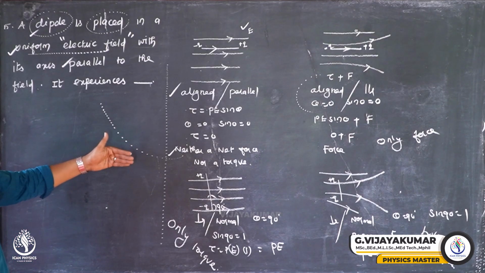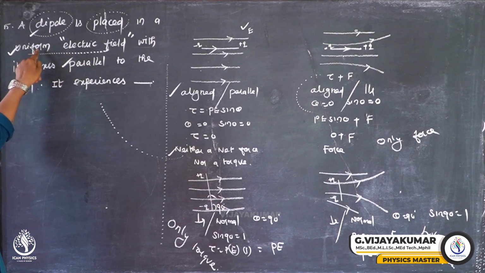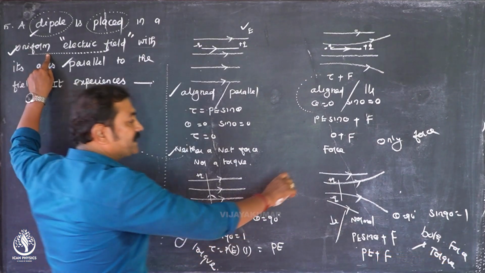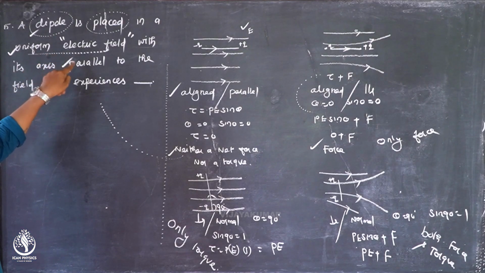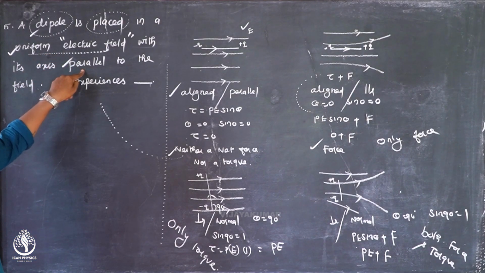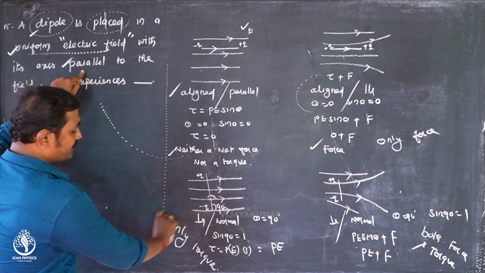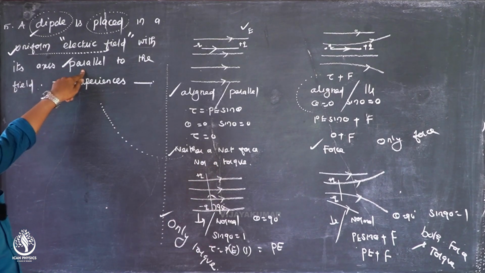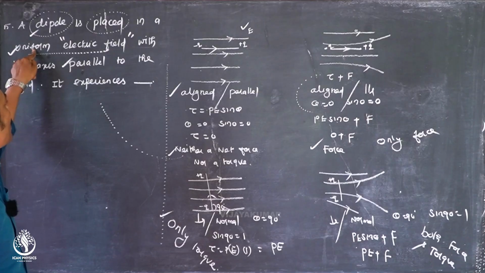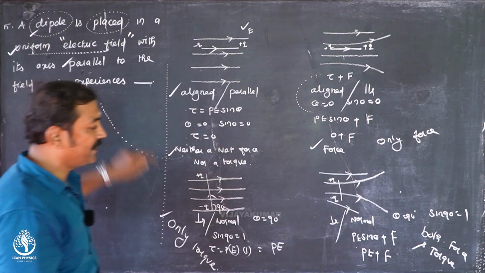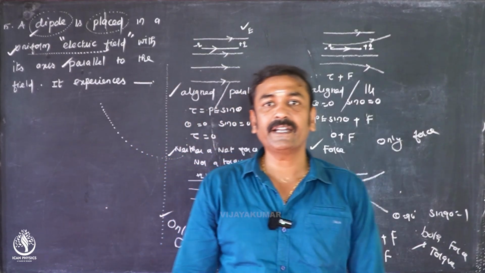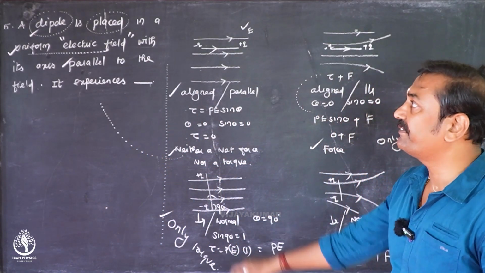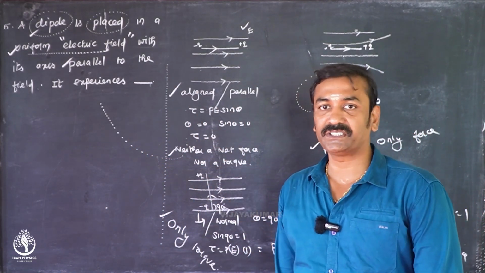When we change the word to non-uniform electric field, then it experiences only force. When we change the word to kept perpendicular or normal, then it experiences torque. Now we can change two words: non-uniform electric field and perpendicular, then it experiences both force and torque. Okay, can you get it now? Do you have any doubts? So successfully we completed the 5th objective.